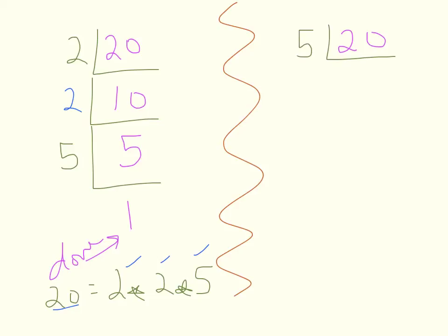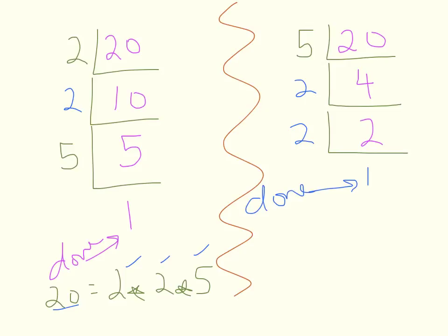What I'm going to do over here instead is not start with a 2, I'm going to start with a 5. 5 goes into 20 how many times? It goes in 4 times. 4 is even, so I'm going to put a 2 into it. 2 goes into 4 2 times. 2 goes into 2 1 time. And again, the 1 means that I am done. So here, 20 is equal to 5 times 2 times 2. 5 times 2 is 10, times 2 is 20.